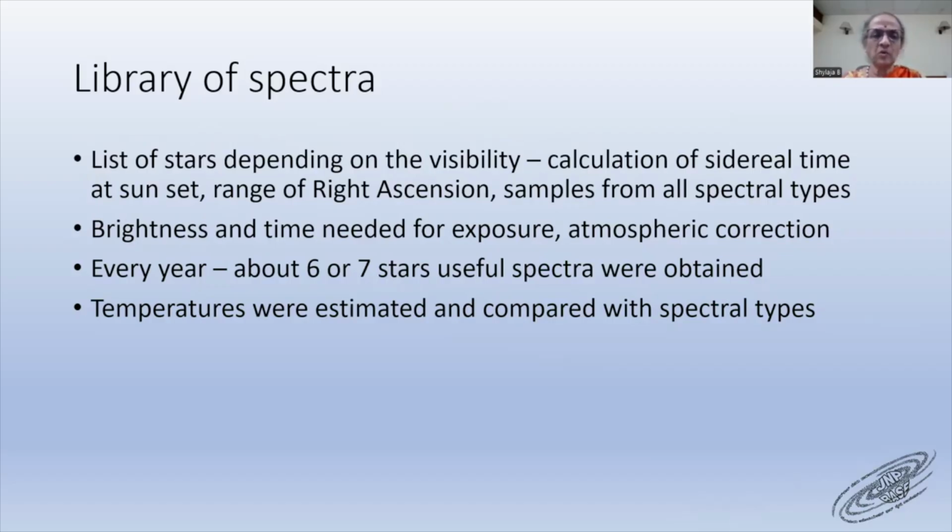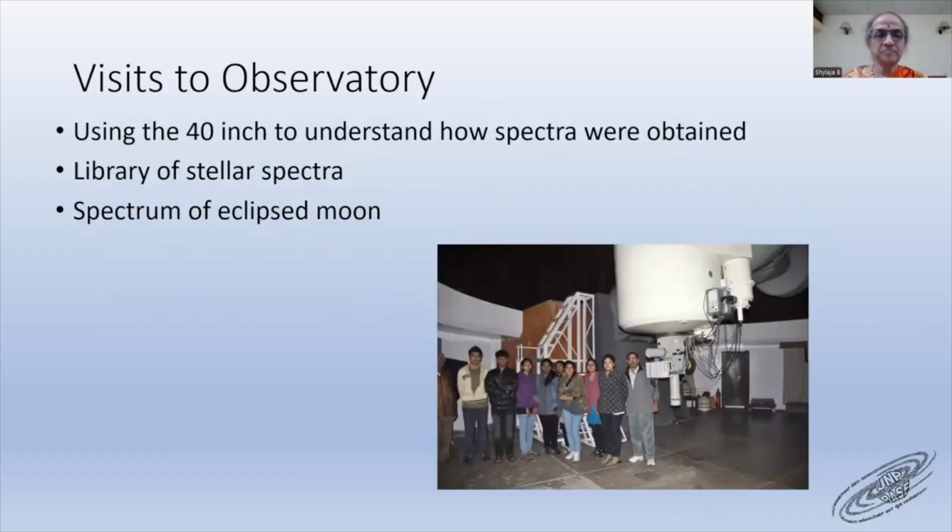So we go in batches of 6 or 7 students. Each student will have prepared 6 to 7 stars of different spectral types, and I ask them to choose the bright ones so that the time needed for exposure or the atmospheric correction is reduced. Then they estimate the temperatures and compare with the spectral types.